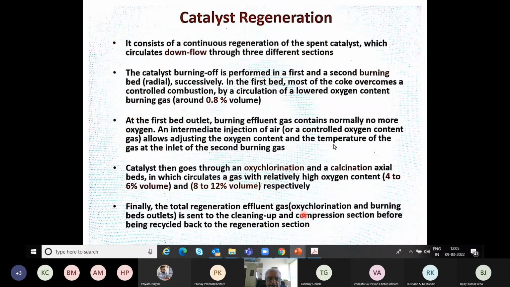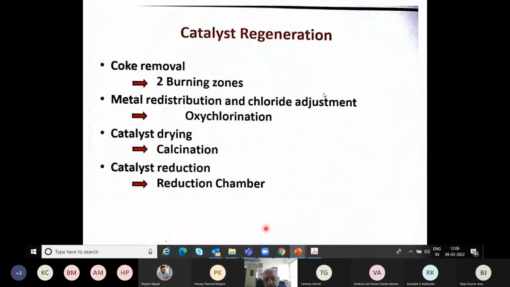So here, this is more detail actually. I'll just walk you through this. So the catalyst burning off is performed in 2 steps. I think this you can read in peace. What I would like to explain is that in the entire regenerator, there are 2 sections which are involved in burning off the coke. So there are 2 burning zones. Burning means you oxidize the coke into carbon dioxide and water. The coke contains both hydrocarbons and free carbon.